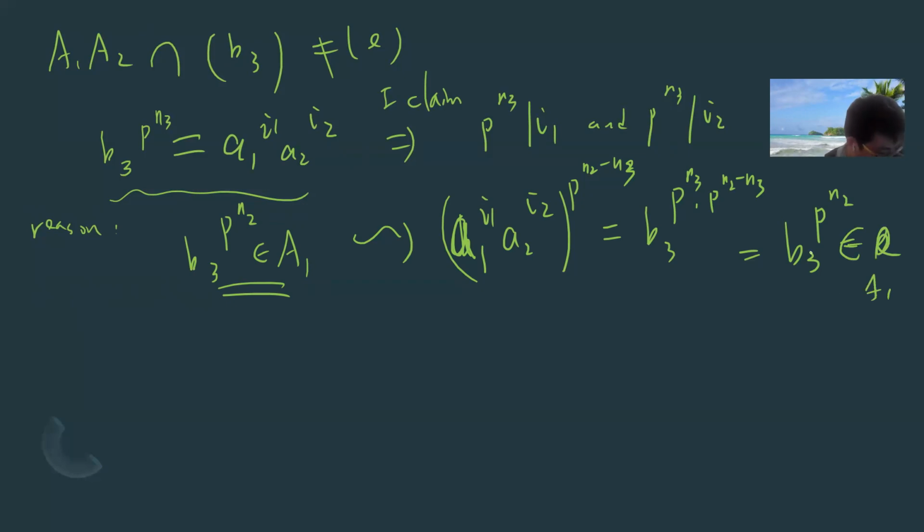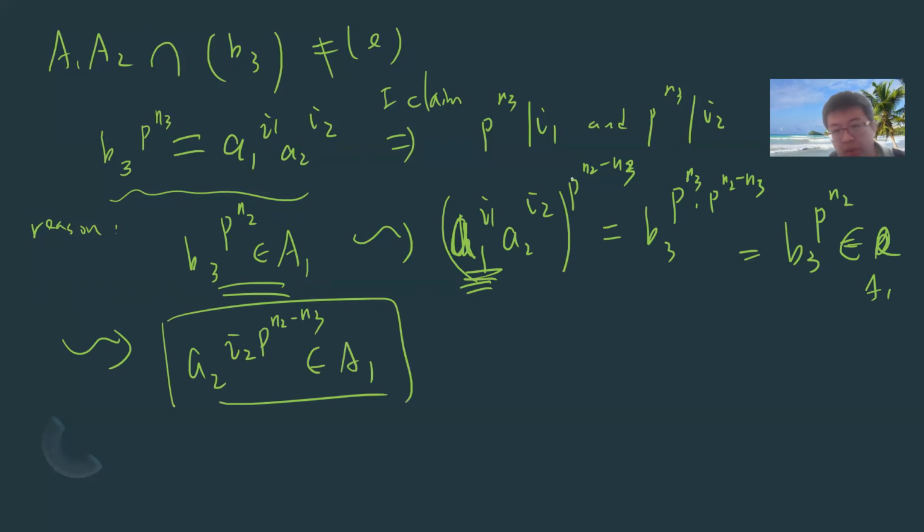So this tells you what? These guys are already in A1, right? So that tells you that A2^I2 P^(N2 minus N3) is in A1, because this guy, the power in it, is already in A1. So this guy is in A1. But by previously, the intersection of A1 and A2 is trivial, right? Remember, A1 intersection A2 is only identity. So this guy is already in A2, so it must be identity, right?